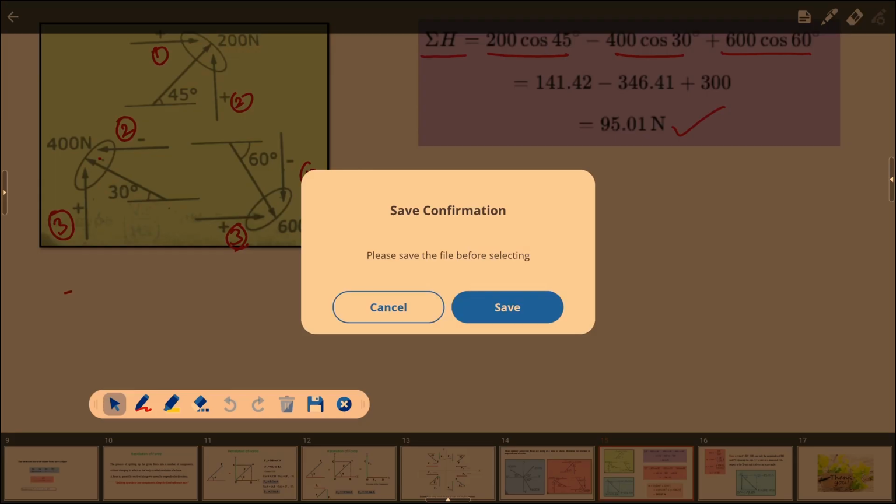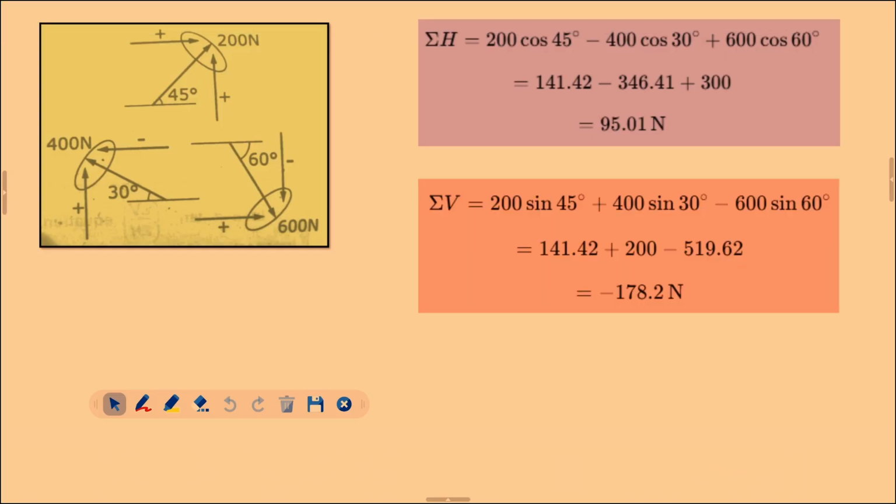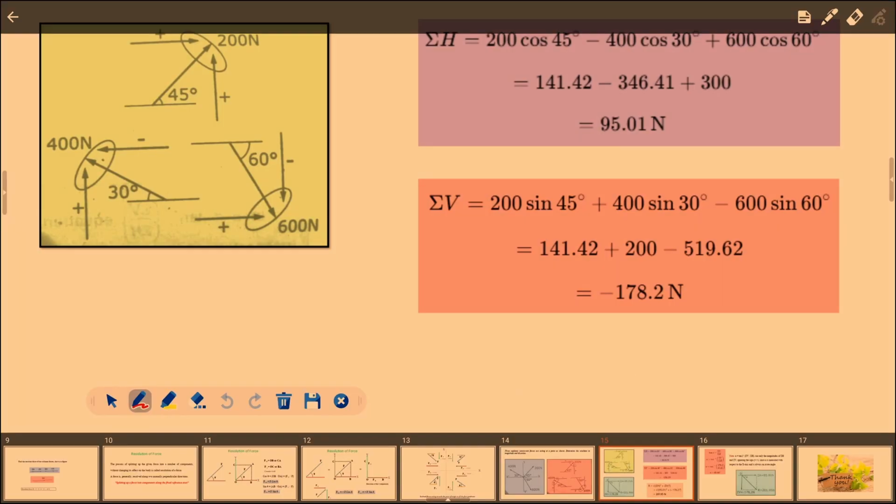Next, once the horizontal is over, in a similar manner we will move on to vertical. How many vertical forces did we see? 1, 2 and 3 vertical forces. If you see, 2 forces are acting upward and 1 force is acting downward. So, 2 positive and 1 negative will come according to our case.